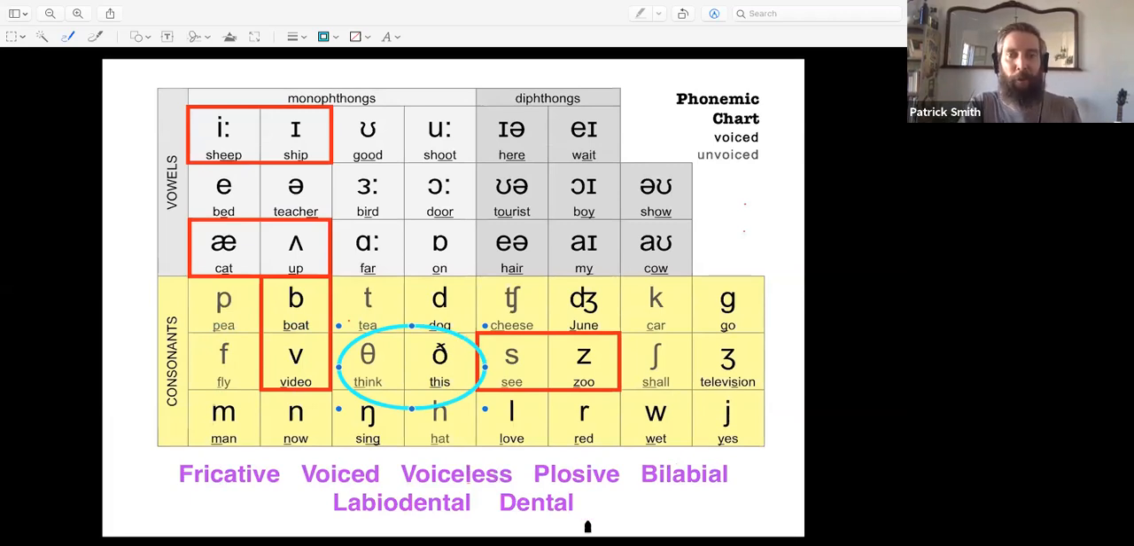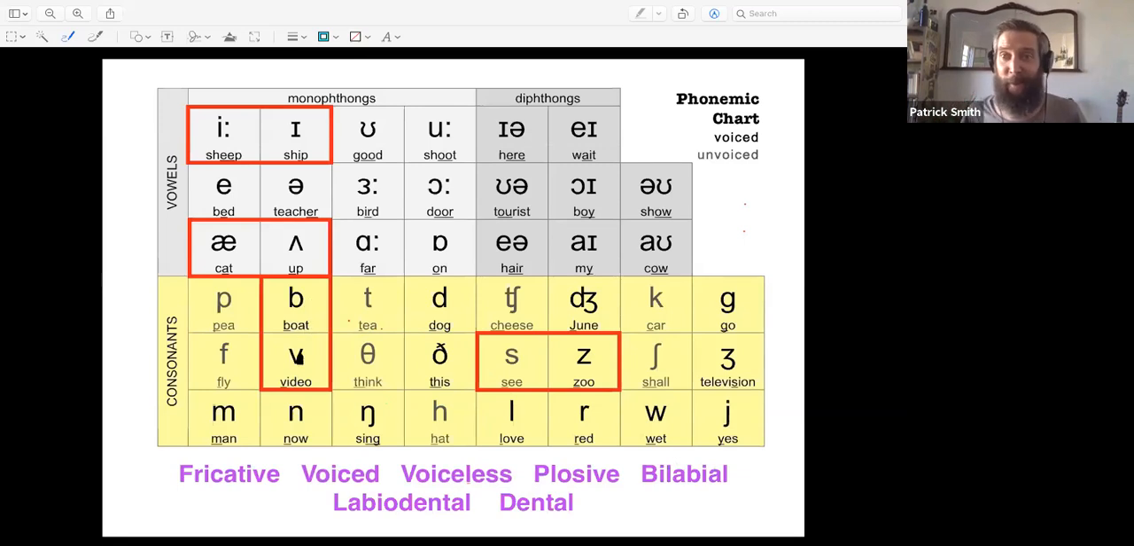Now, you'll see the word dental at the bottom, labiodental and bilabial. So there's a very good reason why I've put these red boxes, yeah? And here we go, B and V. So you see this red box here with the B in boat and the V in video. Hopefully you can all see that.